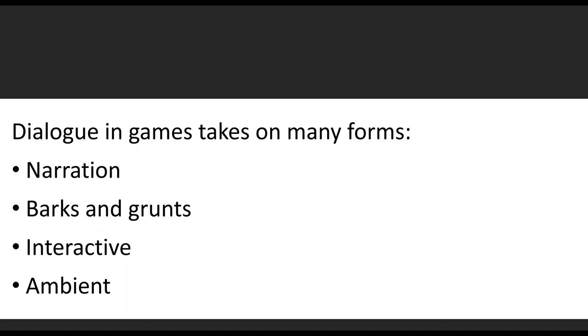So in future videos, we're going to examine narration, barks and grunts, interactive, and ambient. All of these are different forms of dialogue, but remember in games, they're not just a conversation between characters, they're also a conversation between the writers or developers and the player audience. So we're going to talk about how these dual audiences play into these different forms, and how we construct them and how they fit within the dialogue box.